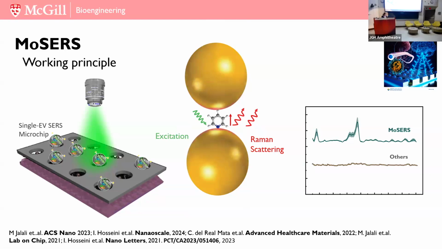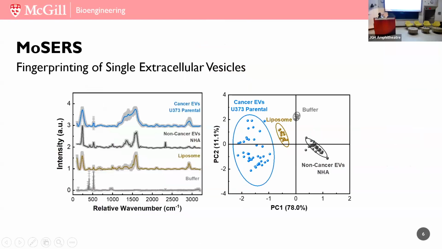Now, how can we use it for cancer? If you look at these different spectral peaks in this plot, from a pure lipid bilayer, a non-cancerous healthy cell line, and a cancerous cell line, definitely their fingerprints are different with Mosers. Even with PCA analysis, we can show that the fingerprints from the cancer cell line, the non-cancer cell line, and pure liposome are absolutely different.